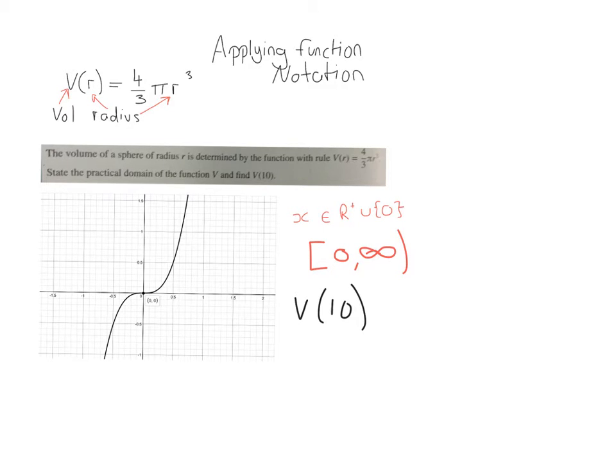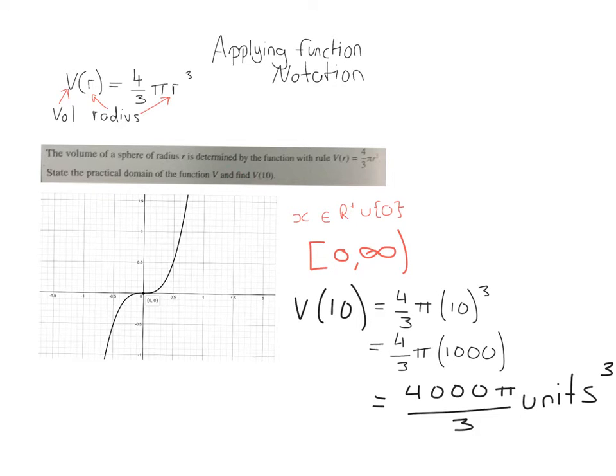The second half of the problem, listed here, it says and find v at 10, asks us to find the volume when the radius is 10. To do this, we're simply substituting 10 in place of the radius in the question. As I've shown you over here, I've written down v at 10 equals, then the original function, which is 4/3 pi, and in place of r, I've written the value given to us, which was 10.